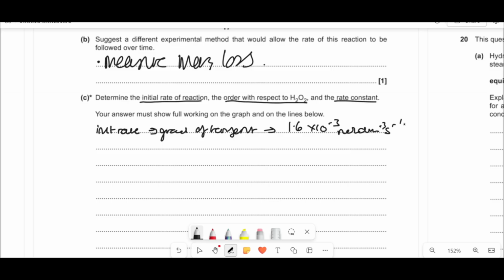Now we need to figure out what the order is with respect to H2O2. Whenever you're saying an order, what that means is, when you half or quarter or multiply something by something, what's happening to the rate. There are two ways around doing this. One, you can test the half-life, or two, you could work out another gradient, another rate.